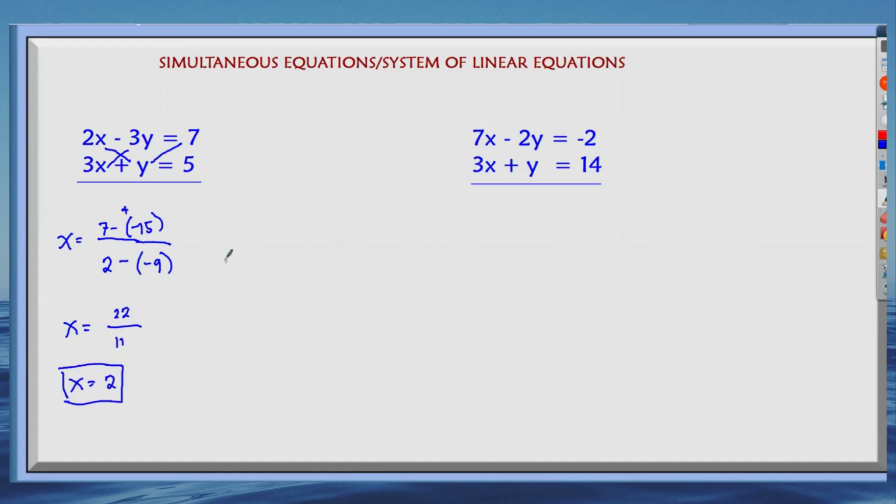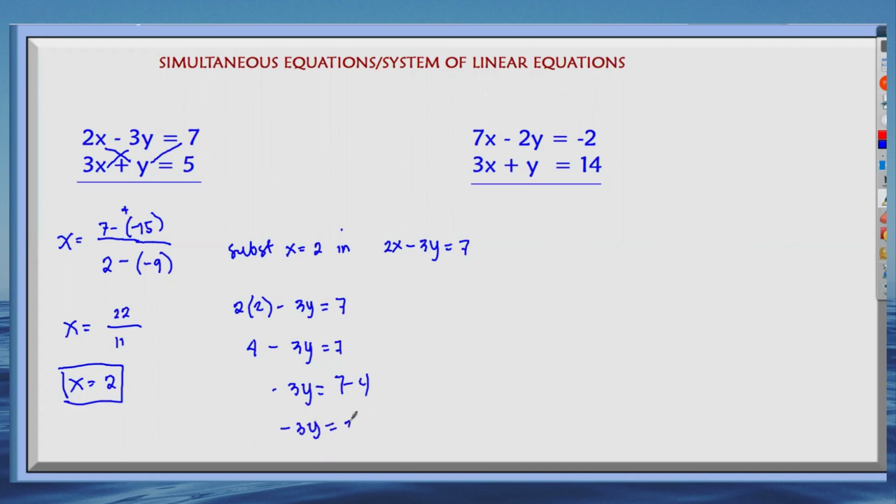If x is 2, our y will be, so just substitute. Substitute x is equal to 2 in 2x minus 3y is equal to 7. So 2 times 2 minus 3y is equal to 7. So we have 4 minus 3y is equal to 7. So 7 minus 4, so negative 3y is equal to 3. Thus, we have y is equal to negative 1. So we have 2 and negative 1.